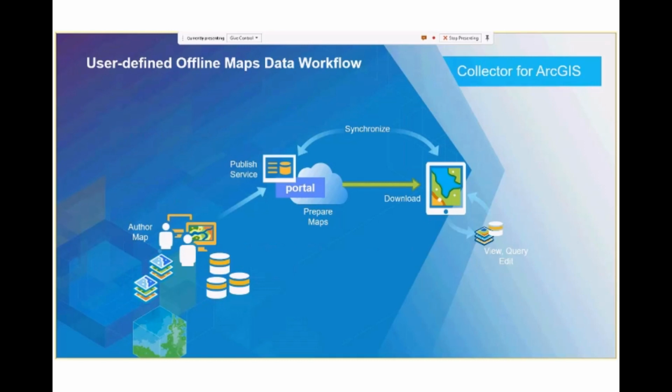And then from there, of course, it goes back to the end user or the back end where you basically started from. So the whole process goes from the authoring of the map to the consumption of the map back on the Collector for ArcGIS, and then of course being able to synchronize these features back and forth as you want.